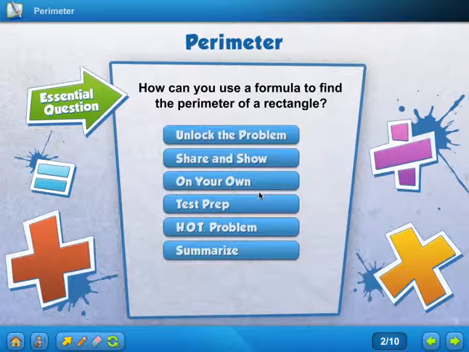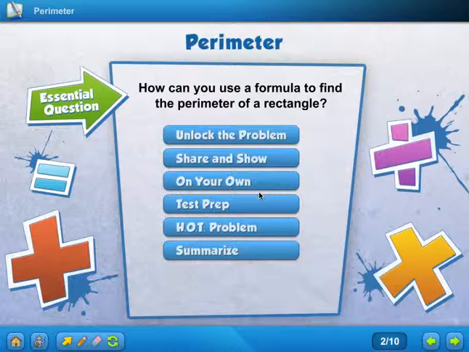Hi everyone, today we are going to do lesson 13.1 and it is about perimeter. The essential question asks, how can you use a formula to find the perimeter of a rectangle?